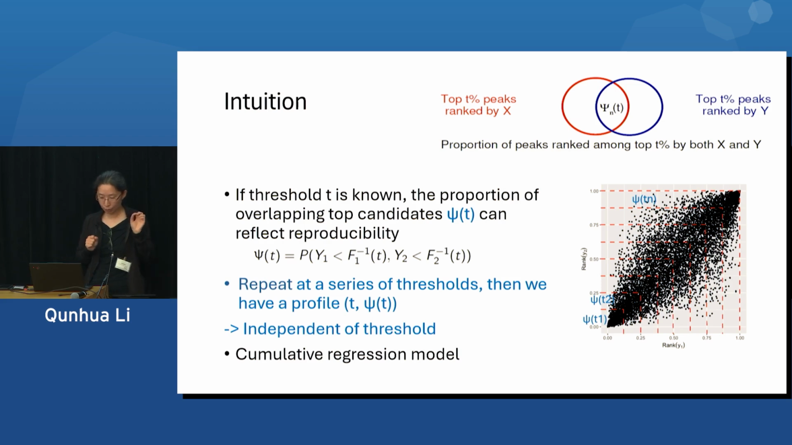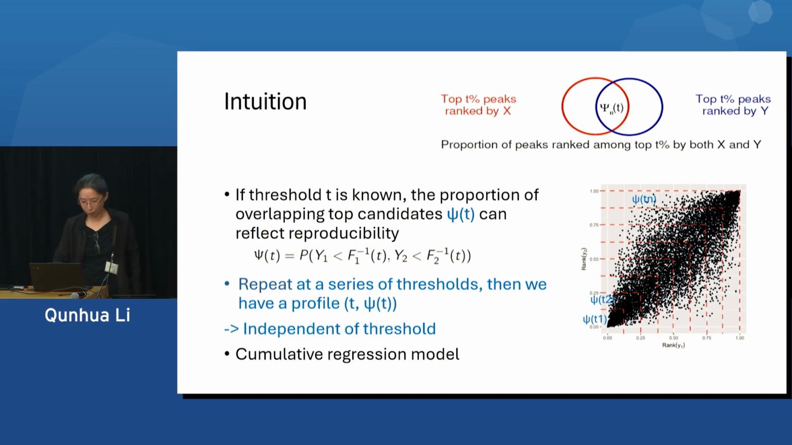But the traditional cumulative regression model is just for one dimension, and here we have two replicates. So what we did is extend it to two dimensions. Basically, we partition the result into this kind of L shape. Then we say, below this L, that means they are both significant on the two replicates, so they are reproducible. If outside of this L, then it's not reproducible. Then we change the threshold, and we get a series of those L-shaped regions.